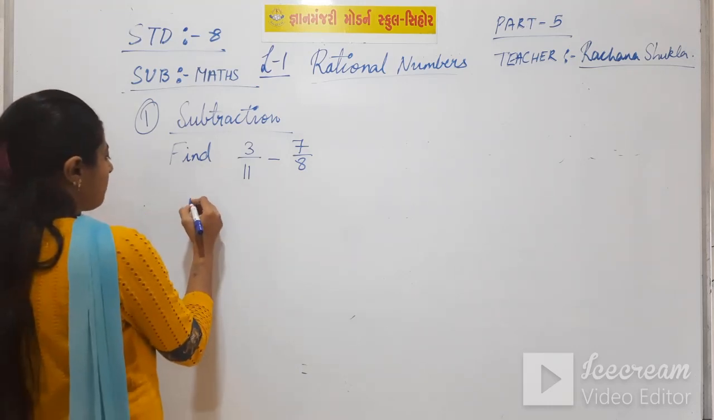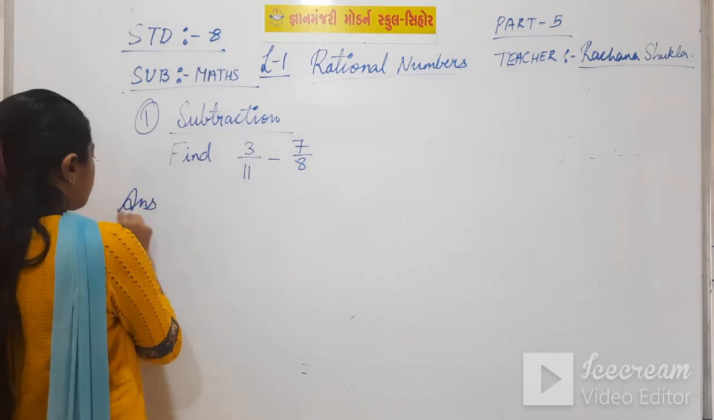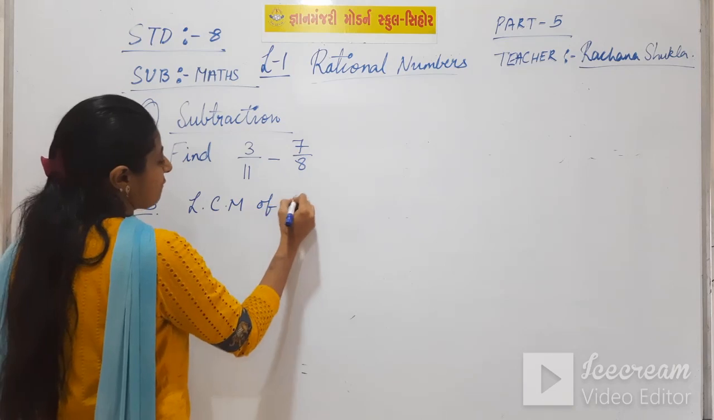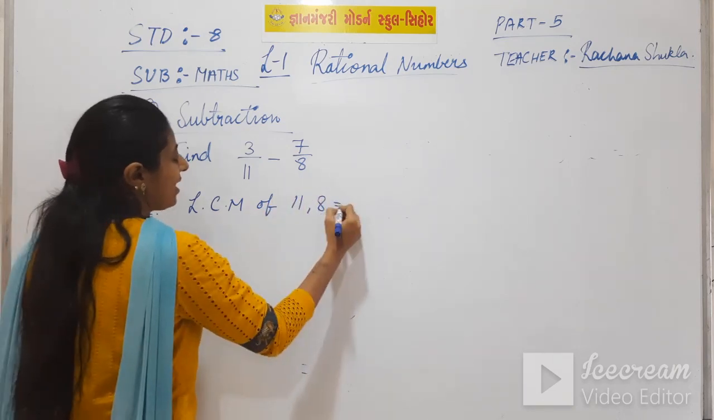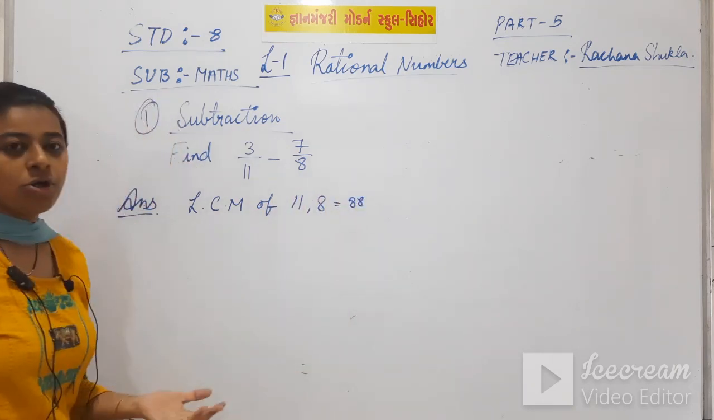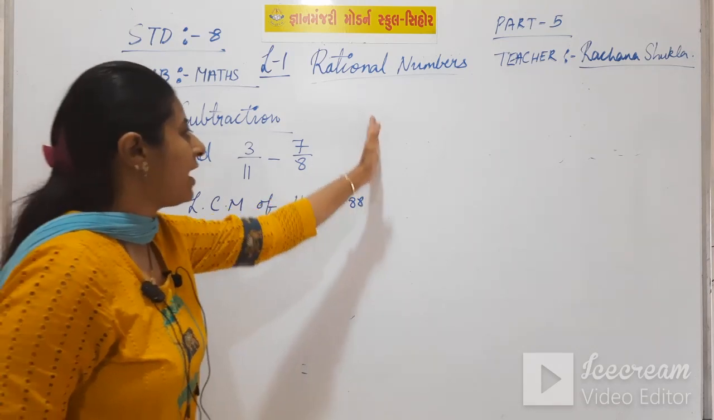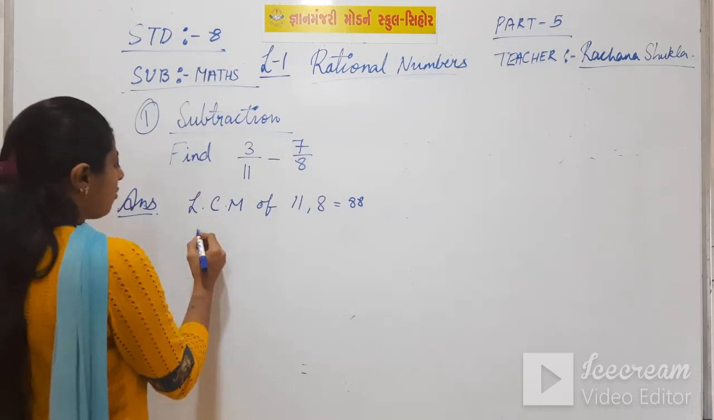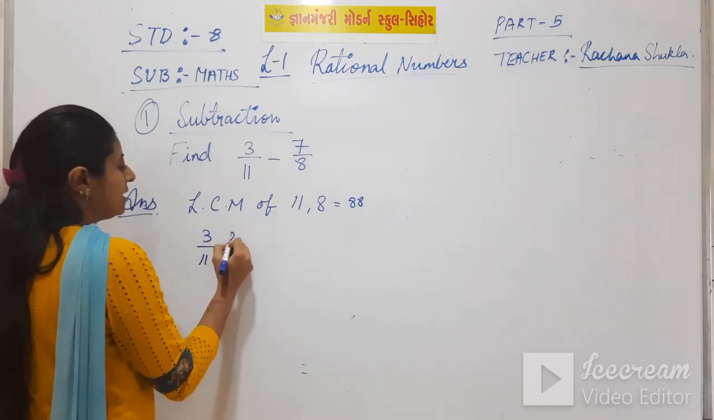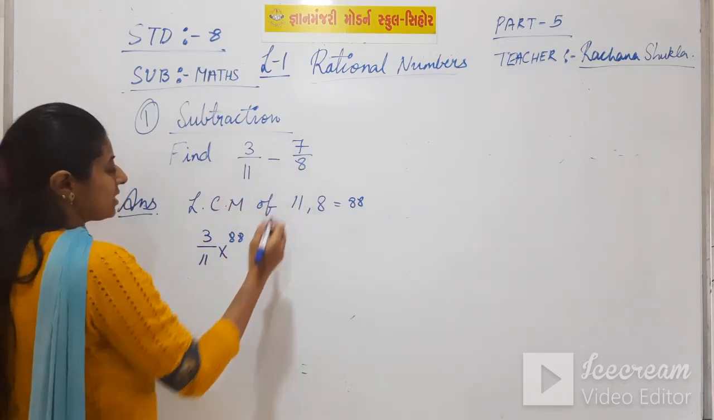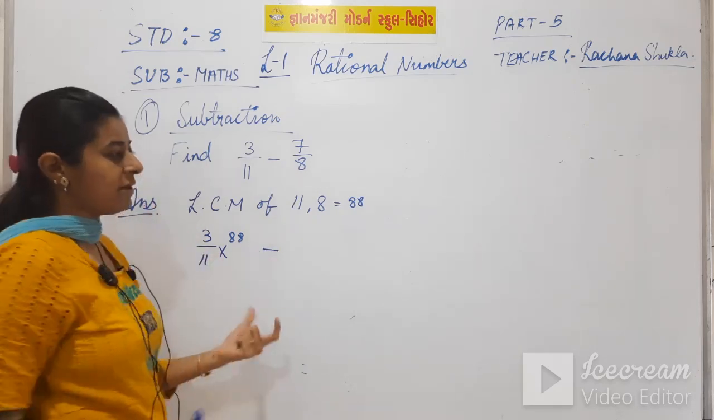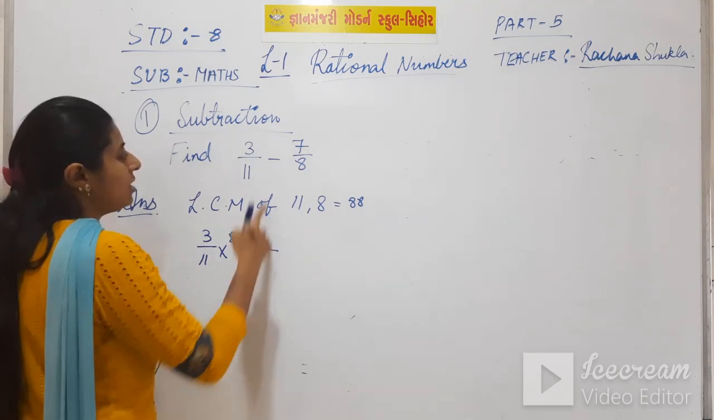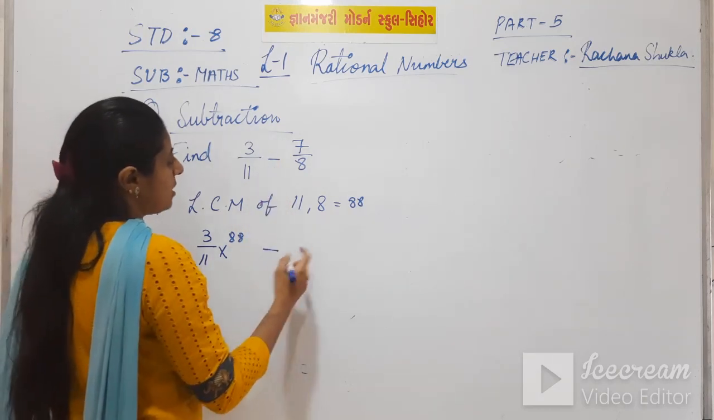So the first step is finding out the LCM of 11 and 8, and that is 88. If you don't know how to find the LCM, you can find it here in your rough work, 88. Now multiply 88 with both these terms. In between, minus. If it is the sum of addition, in between you will put addition. Here minus is there, so you will put minus.